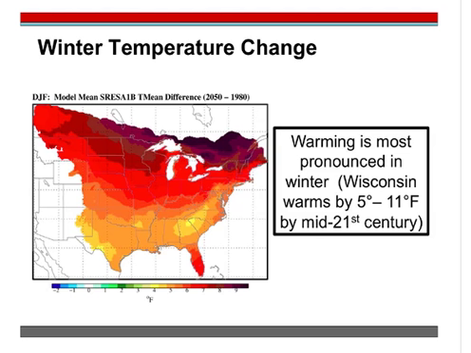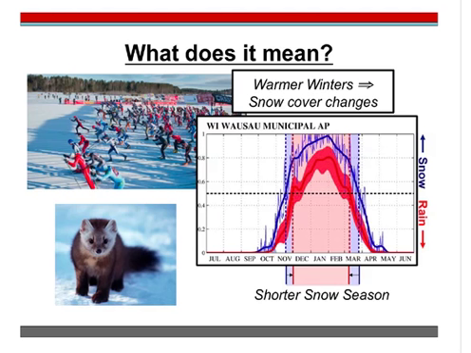One thing we found is that warming is most pronounced in the wintertime, and this is consistent with most of the projections. Wisconsin, for example, is more like 5 to 11 degrees by mid-century, and this matters because in wintertime there's a number of impacts. Wisconsin, we're pretty proud of our winters up here. This is the Brook in the upper left-hand panel.